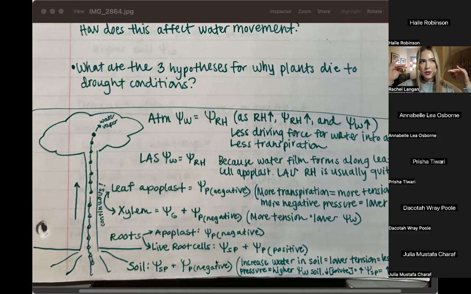So if we're under drought conditions and there's not much water, then we're going to lower the amount of water in the soil. The radius of menisci is going to get smaller. That's going to create more tension. More tension equals more negative pressure, which equals lower water potential. And that's going to mean water doesn't want to leave that area as much. So there's going to be less movement of water from the soil to the root cells.